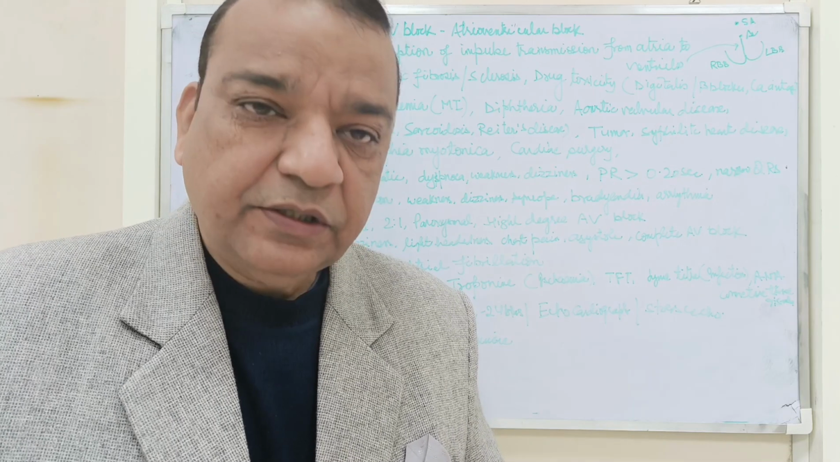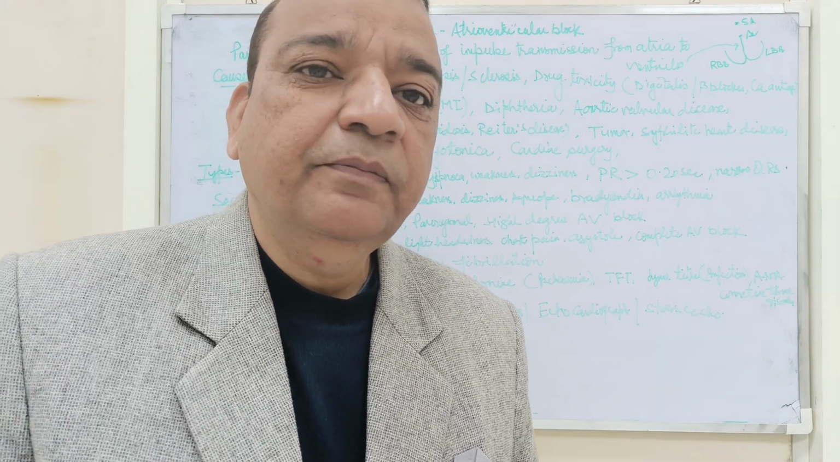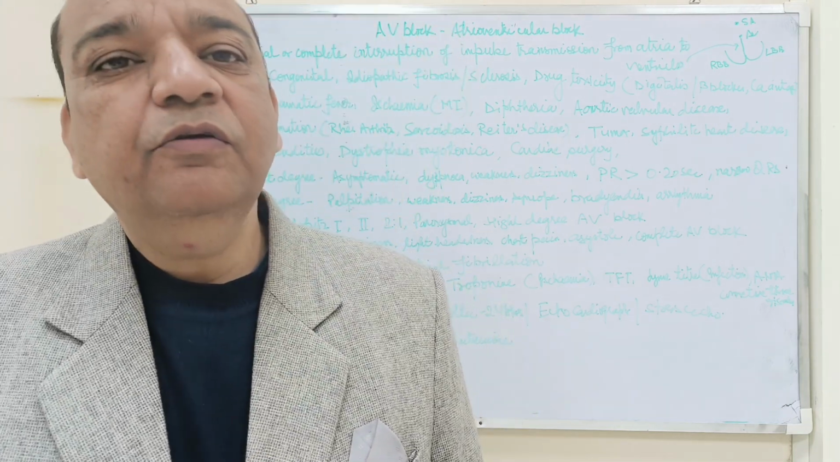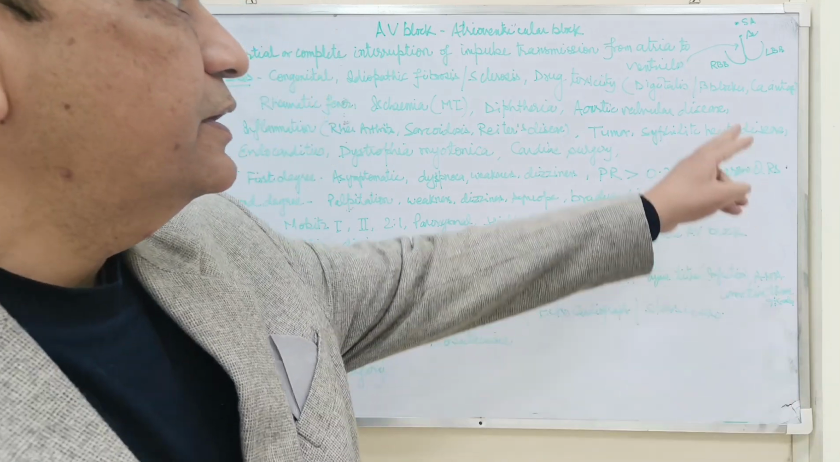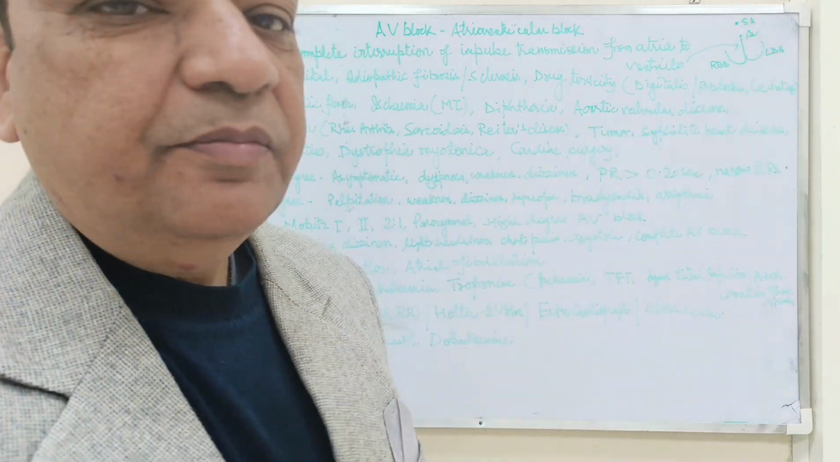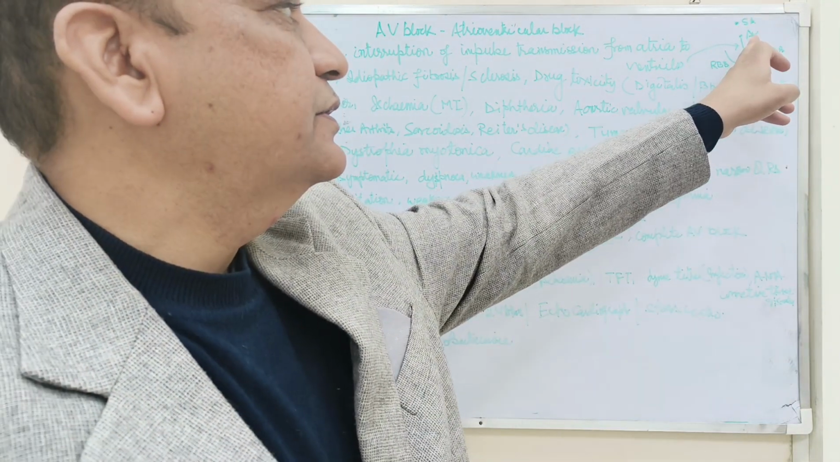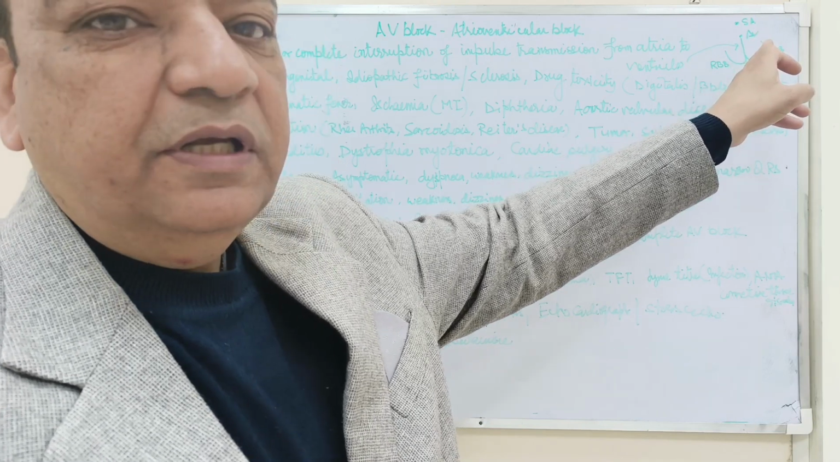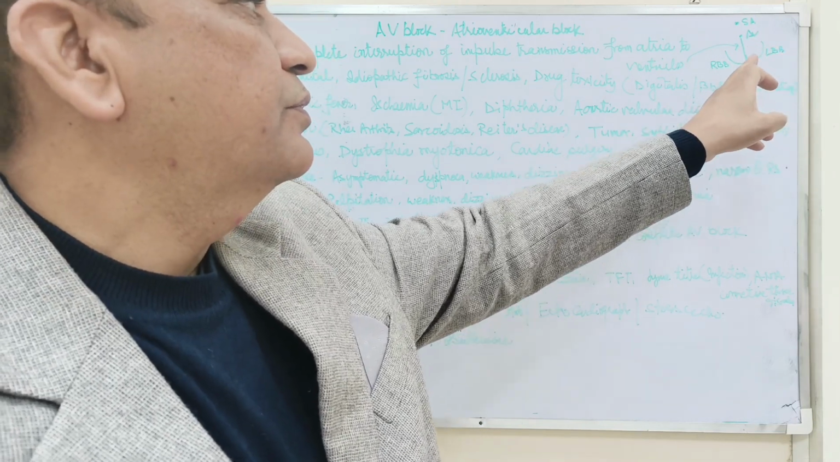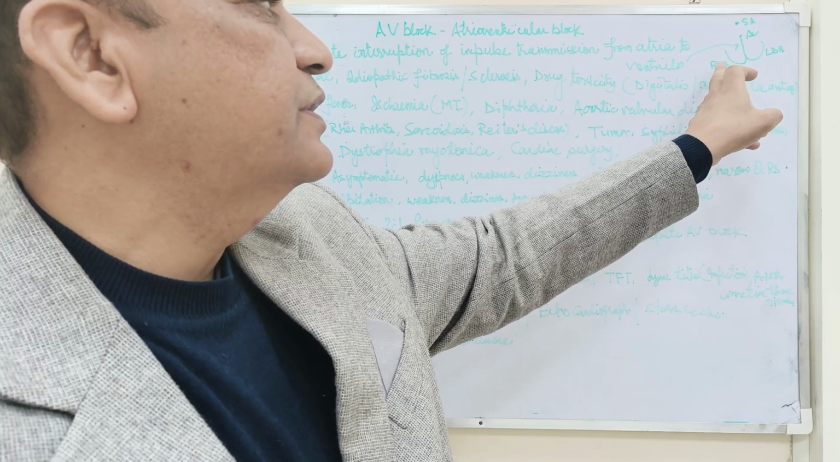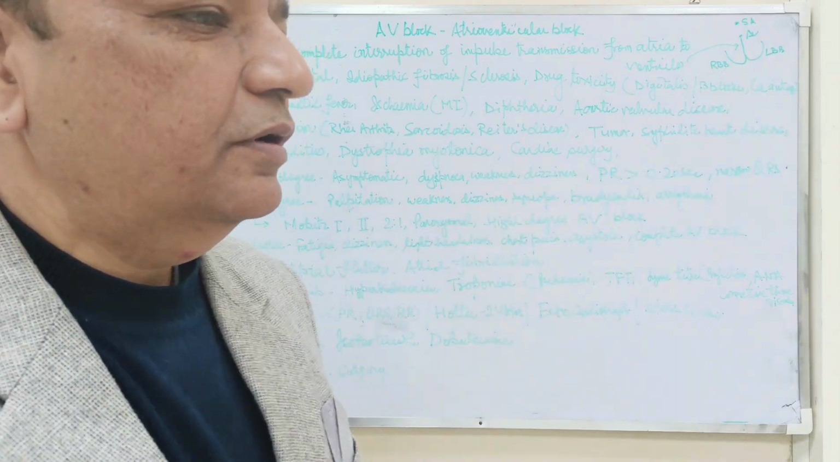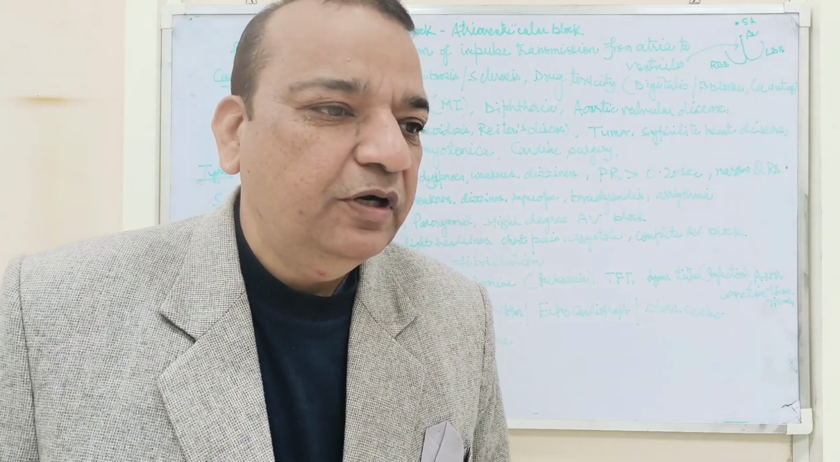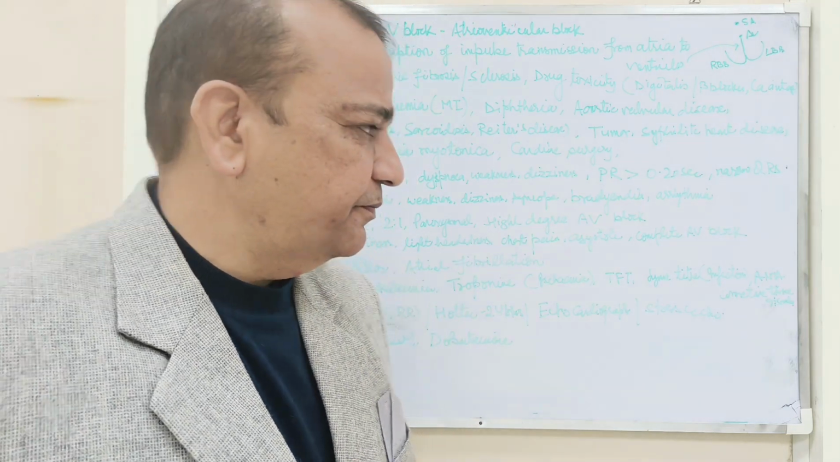As you know, the conduction system of the heart that causes the atria and ventricles to contract contains the SA node, that is the main pacemaker. The conduction is then carried to the AV, that is atrioventricular node, and then finally into two branches, that is right bundle branch and left bundle branch, known as the bundle of His and Purkinje fibers.